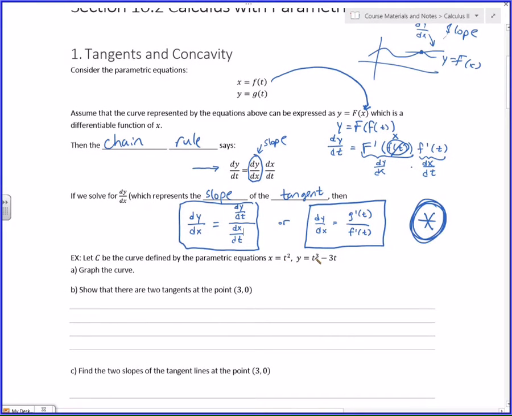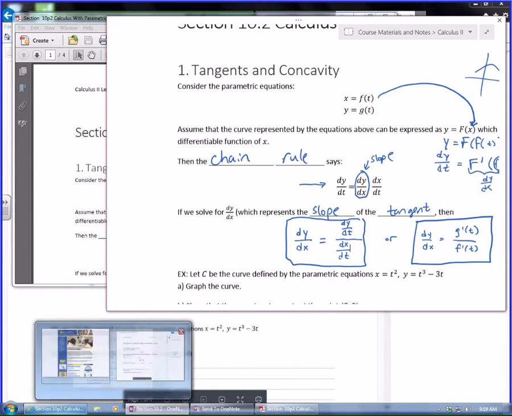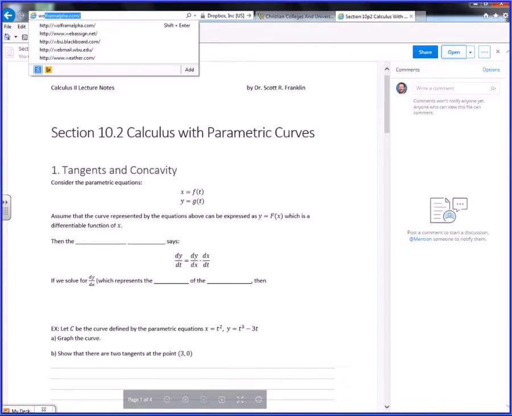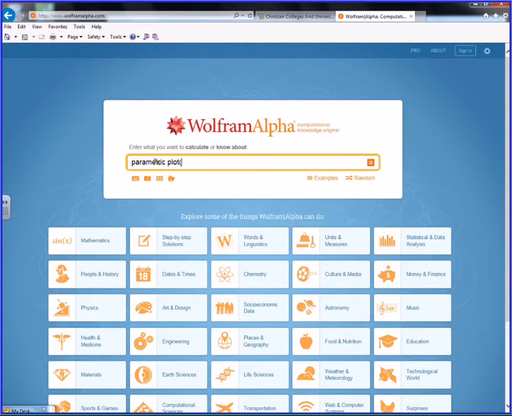X equals t squared and y equals t cubed minus 3t. Now, real quick, I'm going to jump over to Wolfram Alpha, and I'm going to graph that for you. You don't have to do this yourself, but I just want to graph it so we see what we're looking at. And we'll draw a rough sketch of it by hand. It is parametric plot, and then we did t squared, comma, what was the other one? T cubed. Oh, just t cubed minus 3t? Yes.